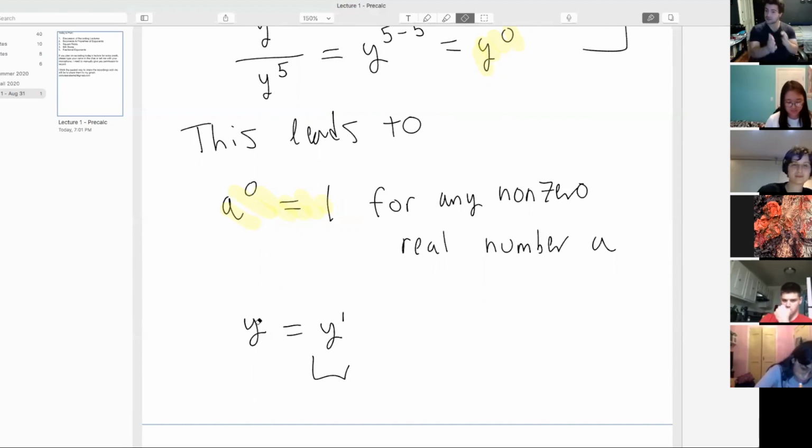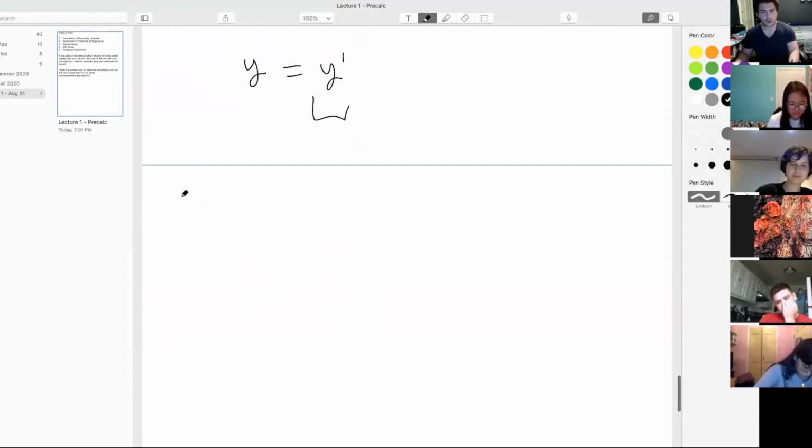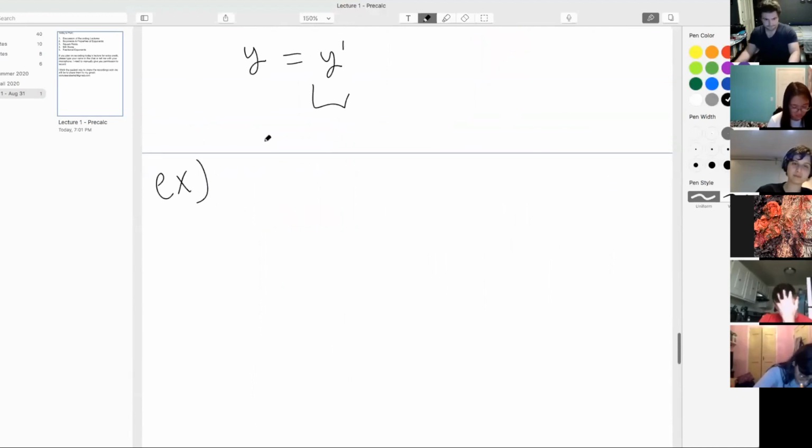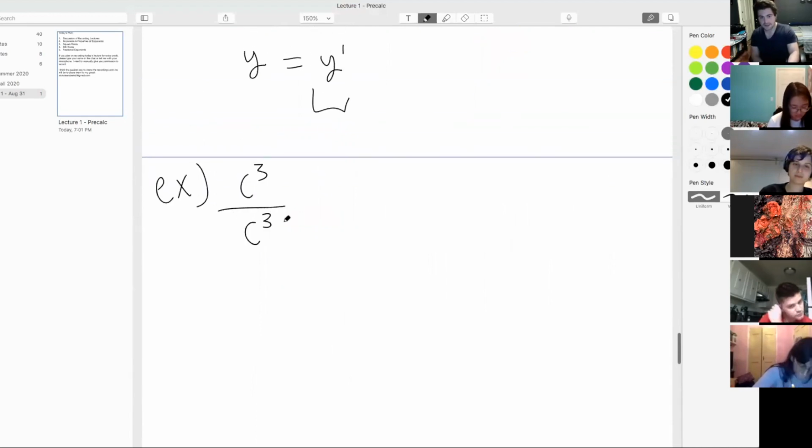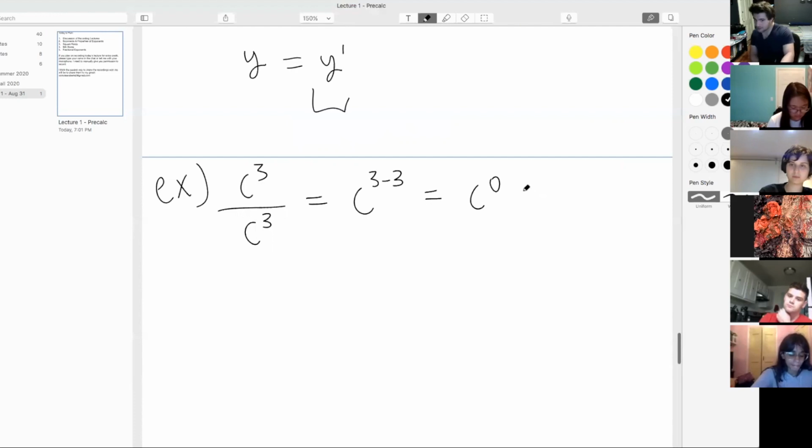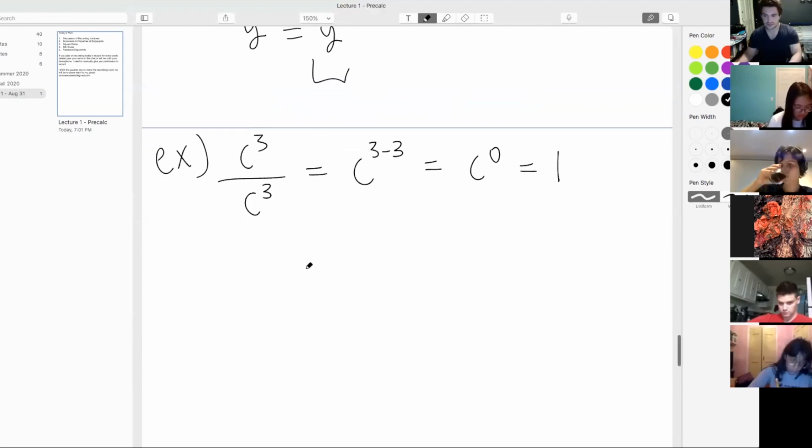So let's just do some examples using this rule, and then we'll move on. Just recall whenever I write ex, that just means example. How about c to the third divided by c to the third? Well, we can just use the quotient rule on that. That's just c to the 3 minus 3. 3 minus 3 is 0. And we know now that anything to the 0th power is 1. So that's kind of easy. You could have seen this just by anything divided by itself is 1 as well. But it's a new lens to look at it through.